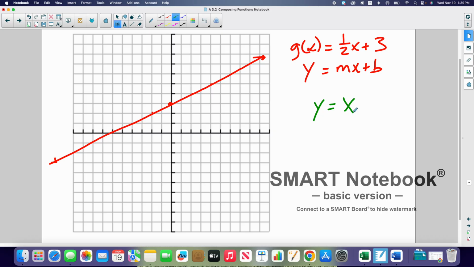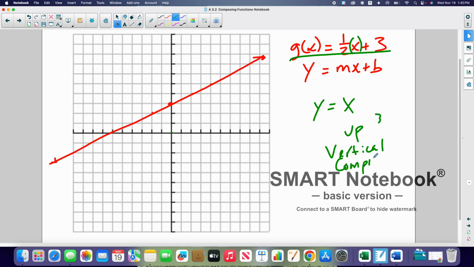What transformations did I do to get this one? I went up 3. We see the up 3. We're supposed to be at 0, 0, but we moved it up 3. Make sense? Okay? What is the 1/2? I would call it a vertical compression. Here's where my parentheses would be. So I would probably call that a vertical compression.